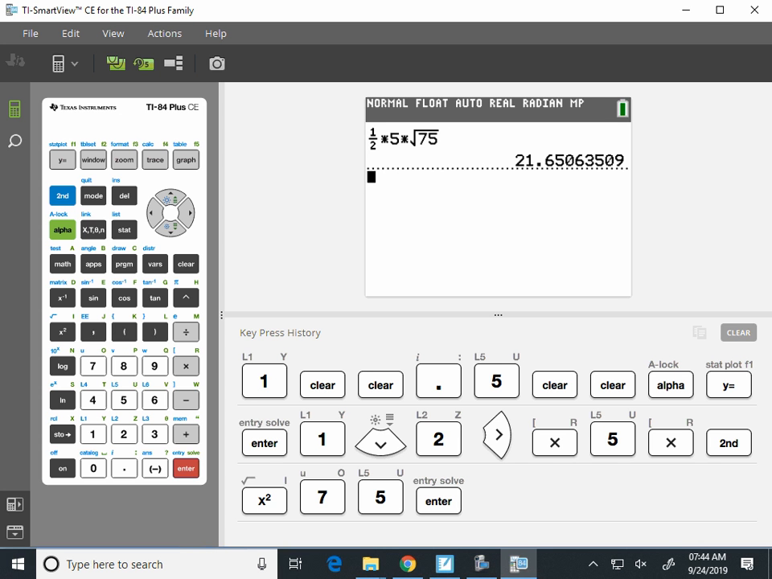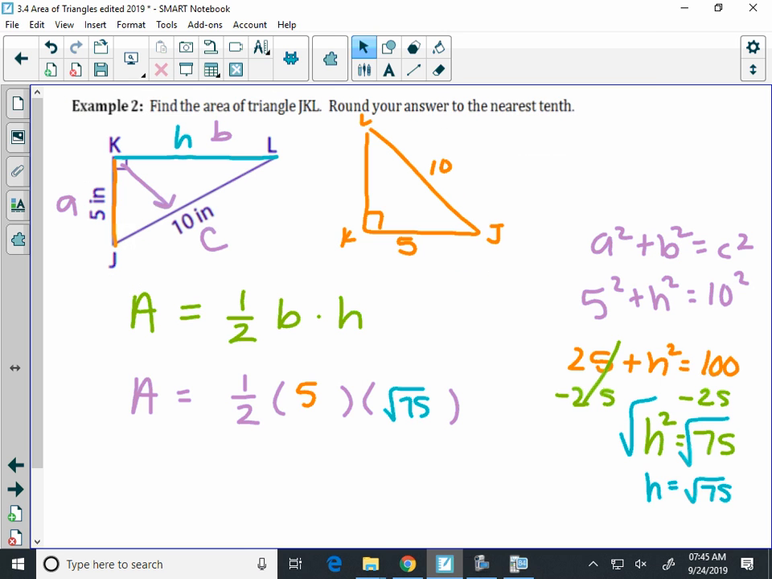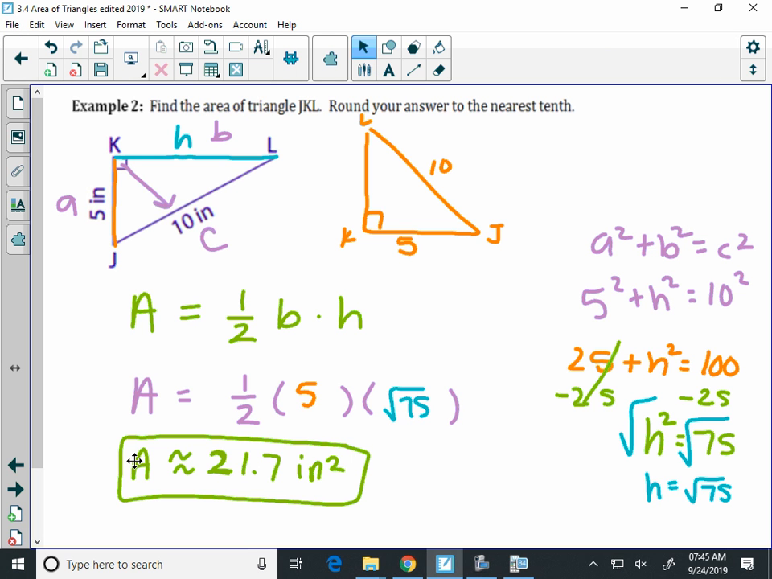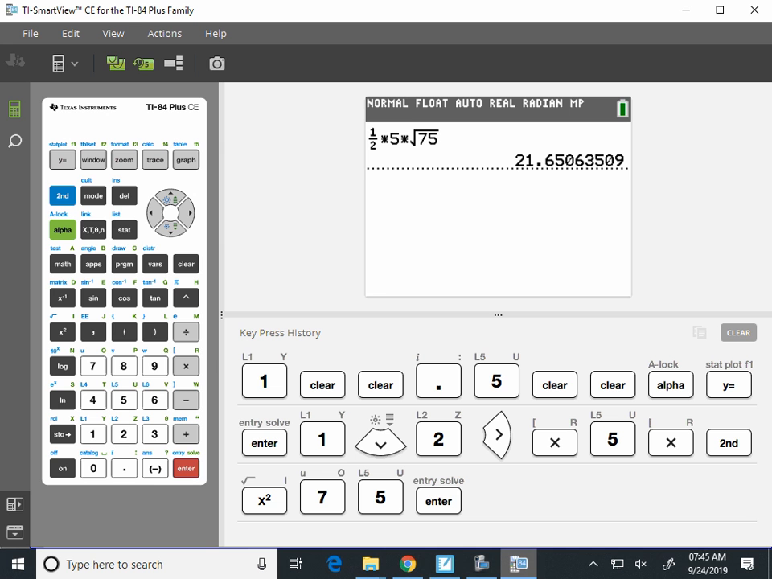we get a decimal. Direction said round to the nearest tenth. So we round it to 21 point what? 21.7. So roughly, about, approximately, so that's the approximately symbol, 21.7 inches squared, since we found the area. Okay? You have to be very careful when plugging this in your calculator. So plugging it in your graphing calculator.